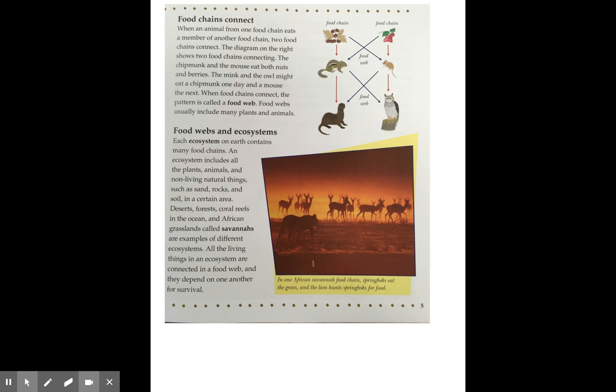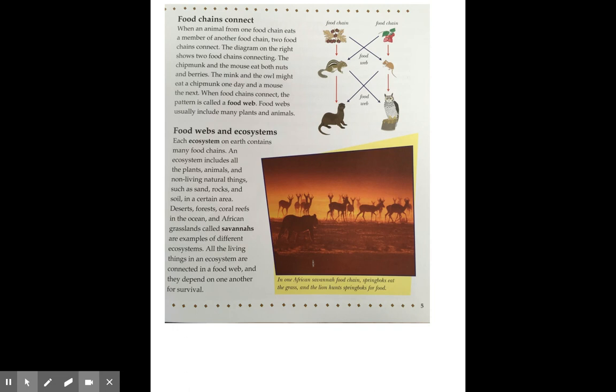Food webs and ecosystems. Each ecosystem on Earth contains many food chains. An ecosystem includes all the plants, animals, and non-living natural things, such as sand, rocks, and soil in a certain area. Deserts, forests, coral reefs in the ocean, and African grasslands, called savannas, are examples of different ecosystems. All the living things in an ecosystem are connected in a food web, and they depend on one another for survival.